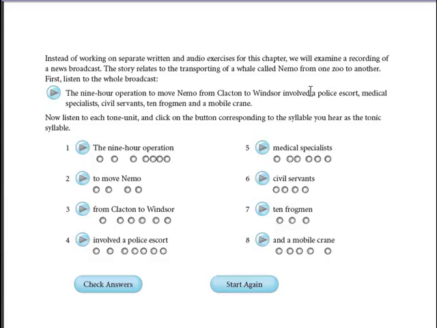So let's see if we can identify some of these. What you're looking for is the point at which the tone change begins. First, we will listen to the whole thing.